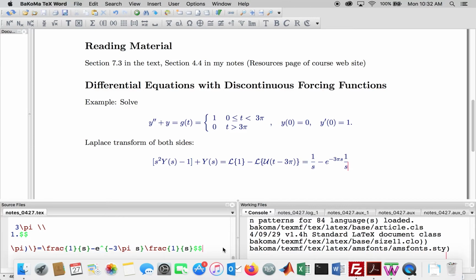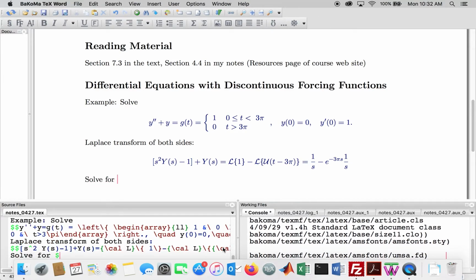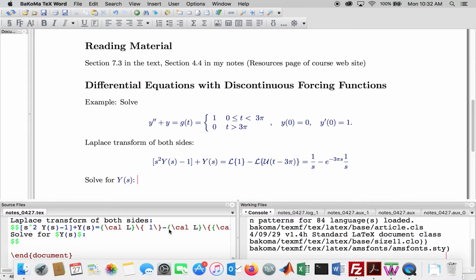So now what we need to do is solve for Y of s. So I need to factor Y of s out of whatever terms we have here on the left side. So I'm going to have s squared plus 1. And then I have this term, a minus 1, that gets moved to the other side. So my denominator is going to be whatever's multiplying Y of s, s squared plus 1.